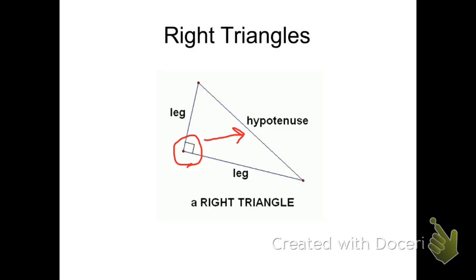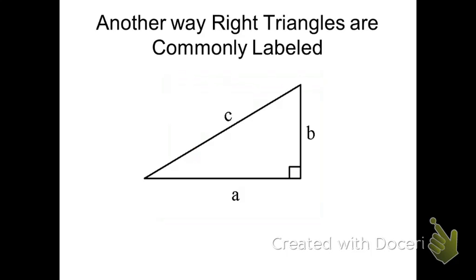The two other sides, the sides opposite the acute angles, see this angle right here is acute, this angle right here is acute, are called the legs. So when you hear of hypotenuse and leg, you need to know what I'm talking about. Another way right triangles are commonly labeled is by naming the legs A or B and naming the hypotenuse C. Now, the hypotenuse always has to be C.